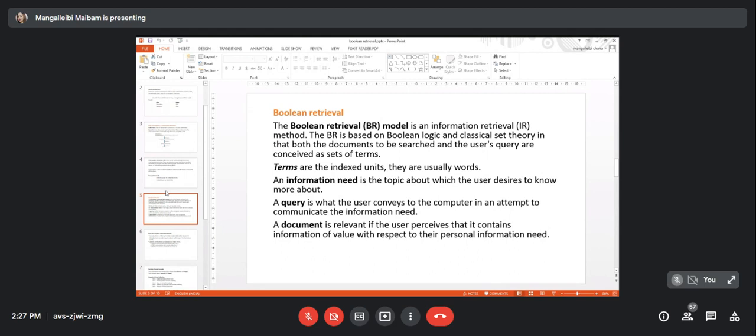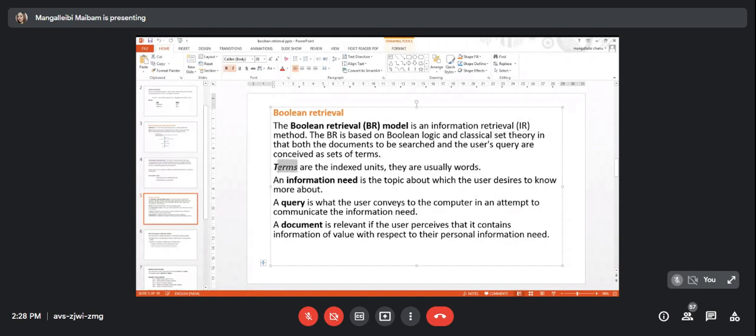So, Boolean retrieval model is an information retrieval method based on Boolean logic and classical set theory. Okay, normally an OR operation, an intersection operation, all those operations you will come across in this Boolean retrieval. So that comes under set theory.